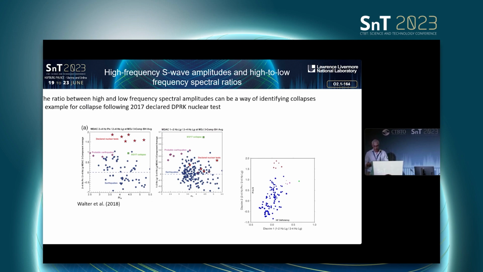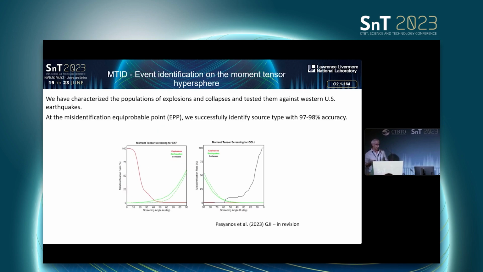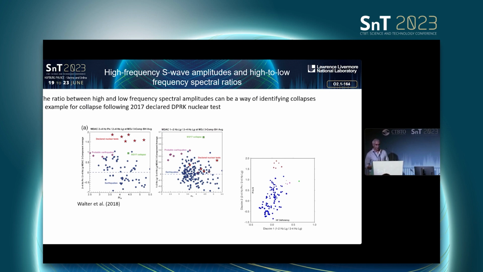So actually, bottom line, we have an identification method with basically 98% accuracy if you can calculate a full moment tensor solution. But there's other methods. One method that's useful for explosion earthquake identification is P to S ratios. But you can see the green symbol on the figure on the left is the 2017 collapse after the DPRK test, and it doesn't do a very good job looking at P to S.